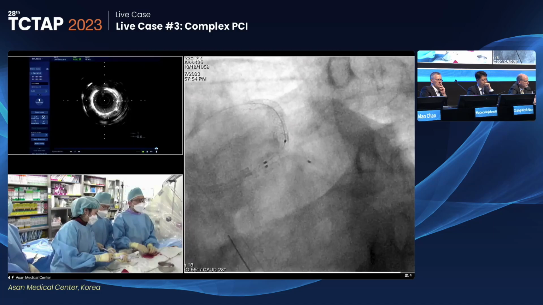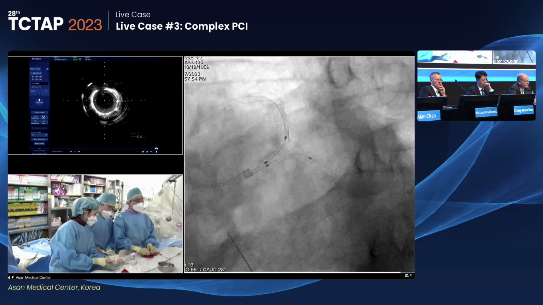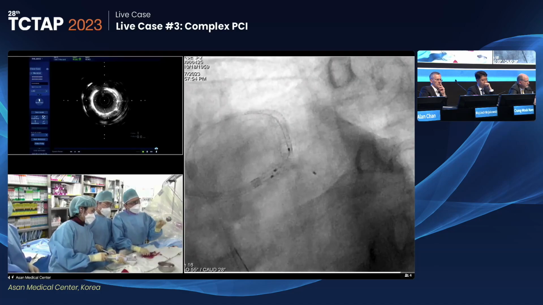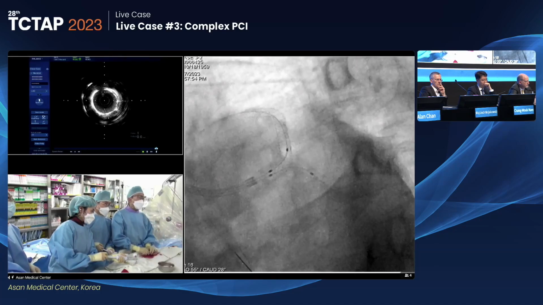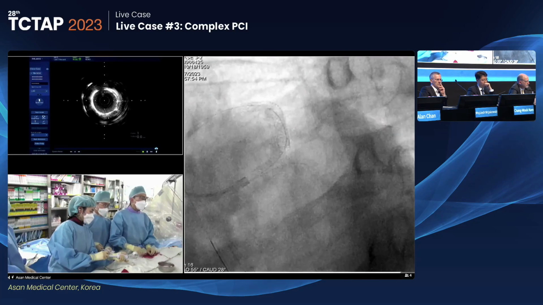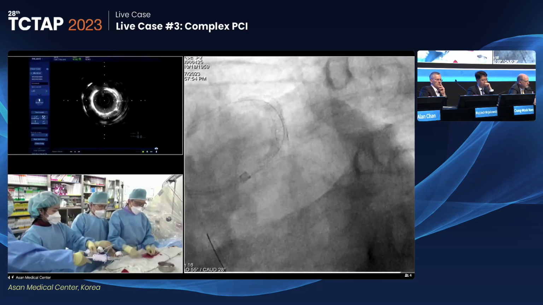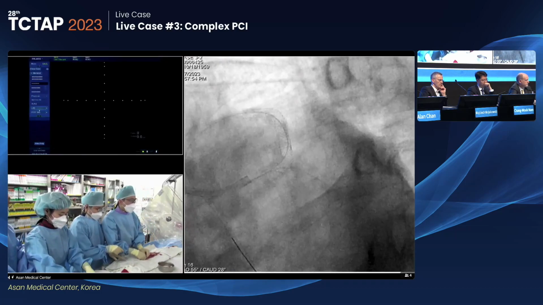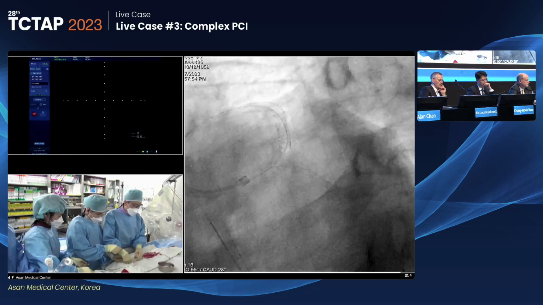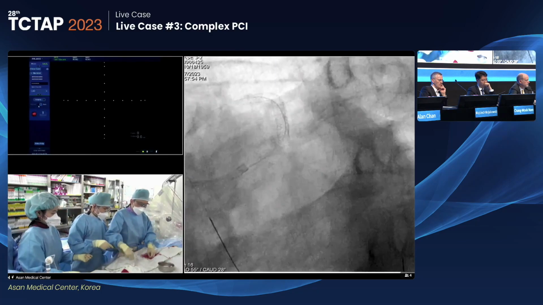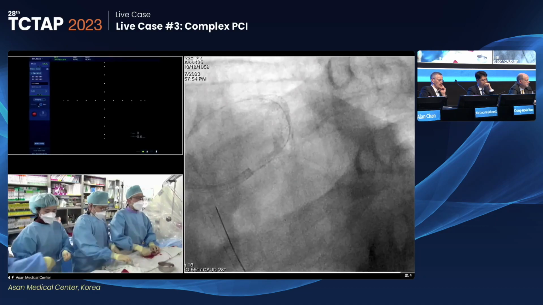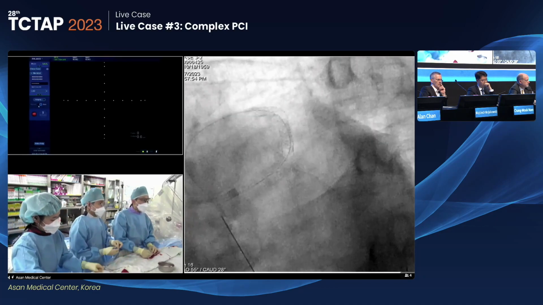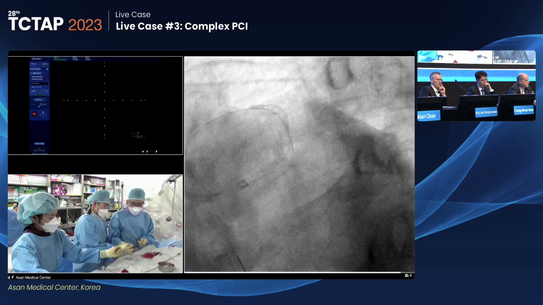Okay, 2, 4, 6, 8. Deflation. I think that I should check the LAD and circumflex both with the intravascular imaging. There is new indentation in the LAD ostium. Maybe there's some calcium movement. Okay, let's check the LAD first.